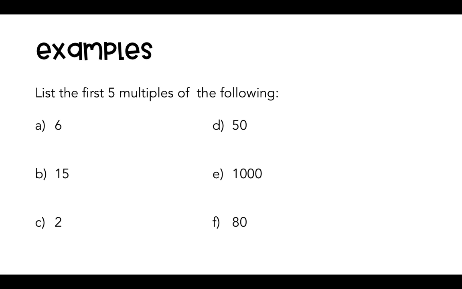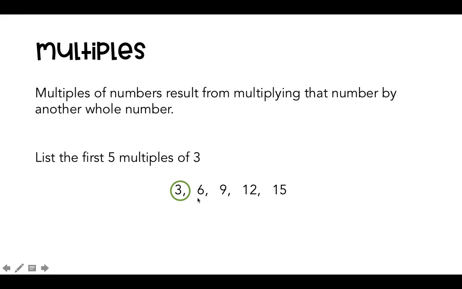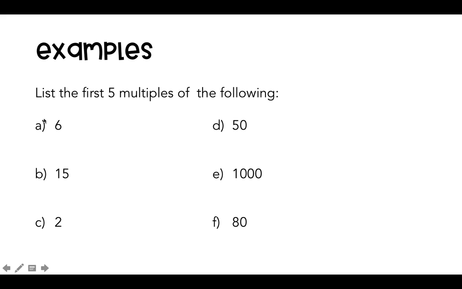So let's pause now, and I want you to list the first 5 multiples of the following. Okay, so hopefully you got these ones. So 6, 12, 18, 24, 30. Like in the other one, the number is always counted because it's 1 times 6. So we go 1 times 6 is 6, so we make sure we include that.